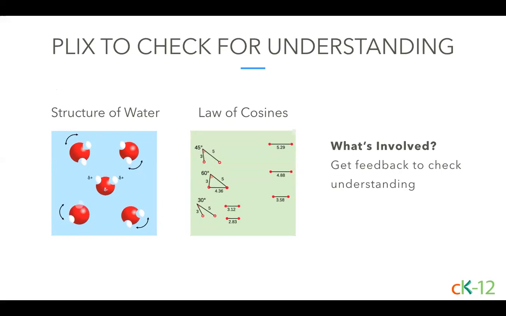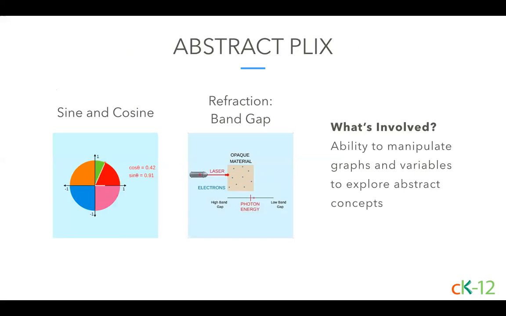These PLIX could be used as a review of a concept, so students could see how well they understand a concept before an assessment. In many PLIX, students can manipulate graphs, diagrams, or variables. In this sine and cosine PLIX, students can explore how the values of trig functions relate to a given angle. In the refraction band gap PLIX, users change the band gap of a substance to see if a photon can fit through. As a lesson, you could have students screenshot a few different states for a graph or set variables and explain what changed and how the change affected the graph or situation.